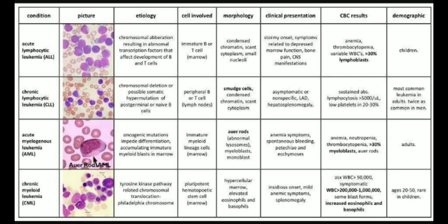Moving on to myeloid leukemias, acute myeloid leukemia and chronic myeloid leukemia. Acute myeloid leukemia occurs in adults, again in the middle age.